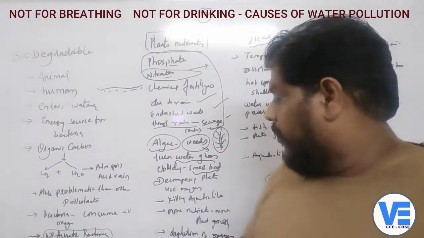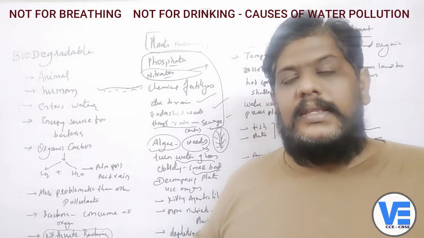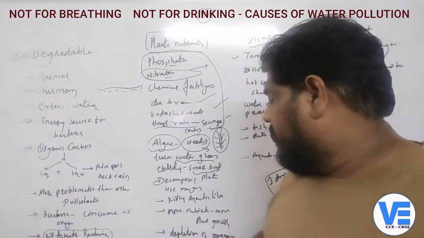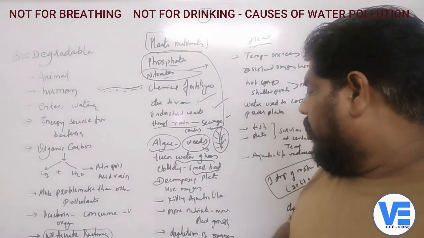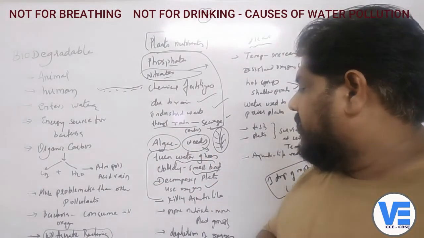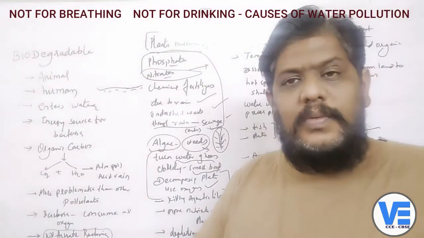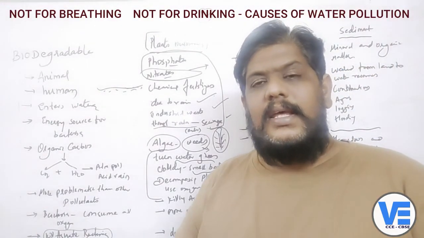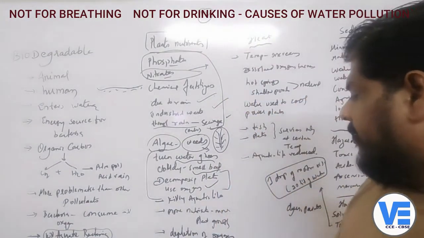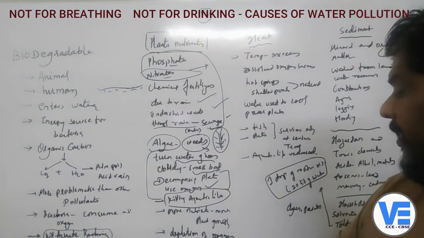Moreover, the decomposing plants in the water will start using the oxygen. The algae which are here will start using the oxygen. The weeds which are here will start using the oxygen. So when they keep on using the oxygen like this, again the same problem is repeated here. That is, they will be killing aquatic life.